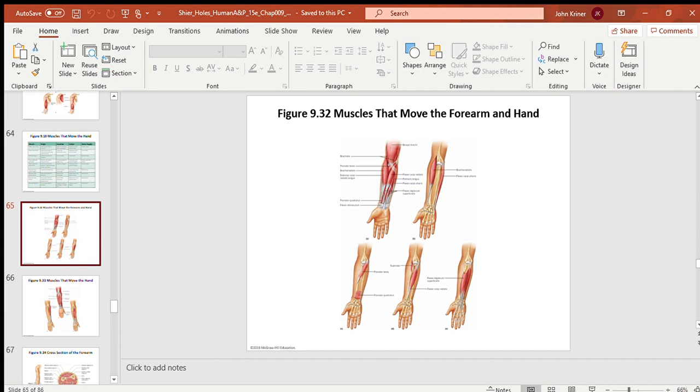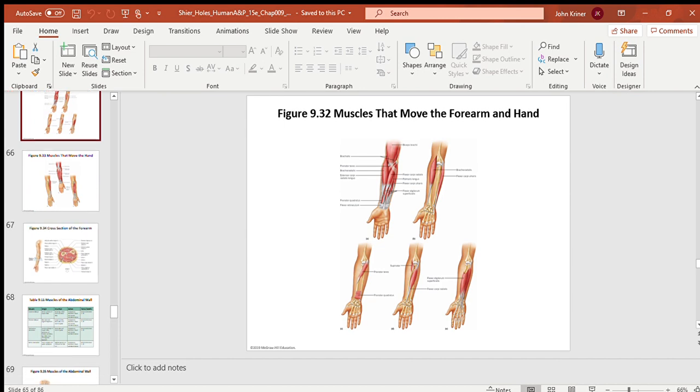Now, you know where to get this PowerPoint. It's already in Course Sites under Chapter 9. So you can download this, start at slide 30, and somewhere around 50 is where the actual muscles and tables begin.